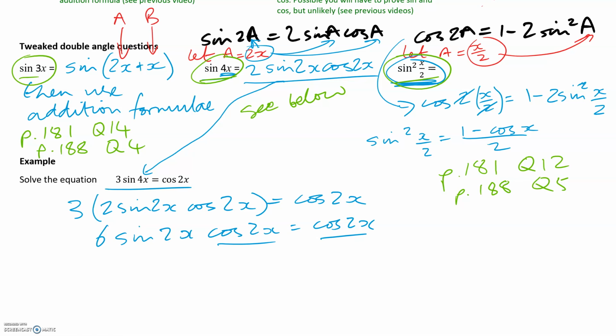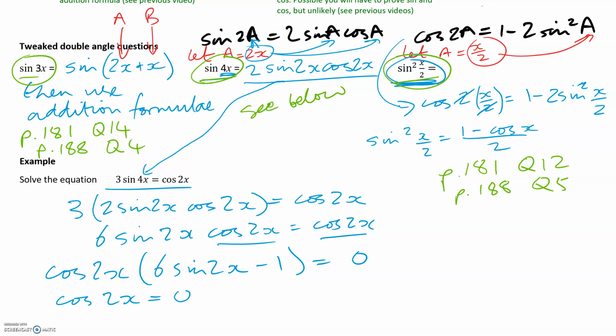So if you get everything on the left hand side and factorize, we'll get cos 2x bracket 6 sine 2x minus 1 equals 0. So then all we need to do now is we solve cos 2x equals 0. We need to solve that, and that will give us solutions.